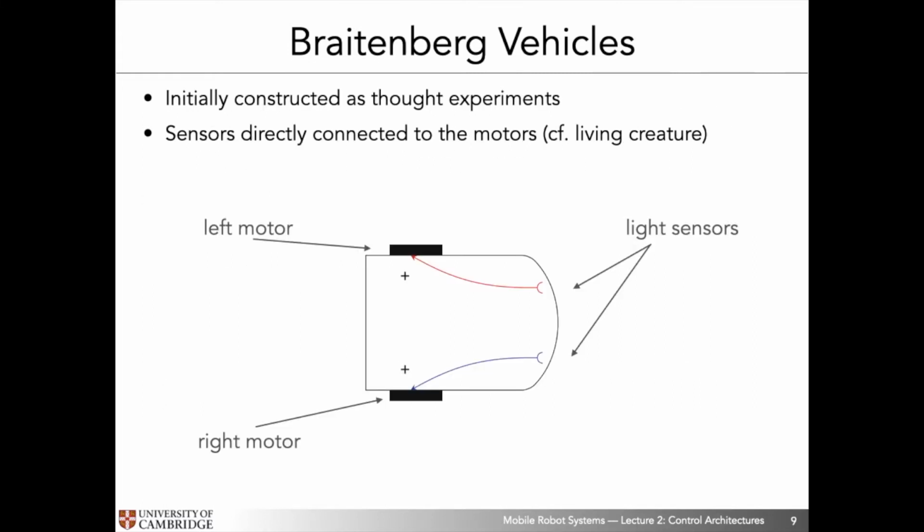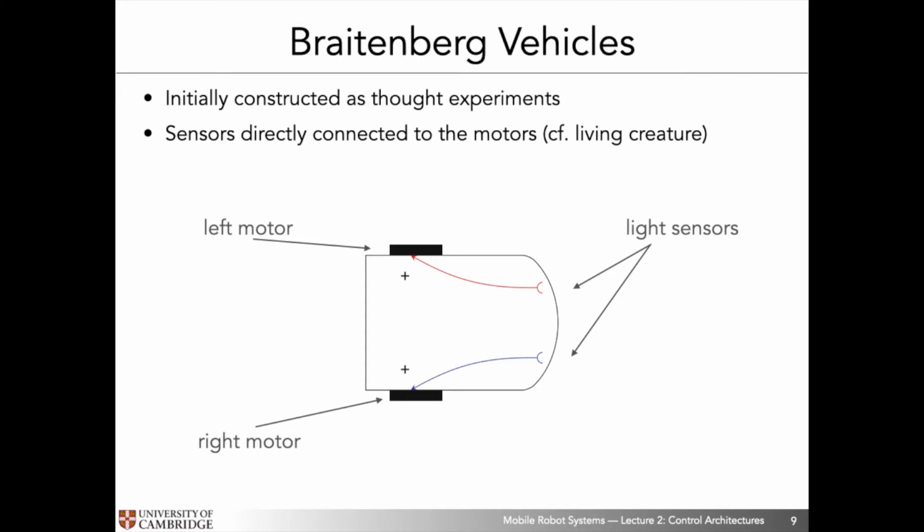So let's have a look at a Braitenberg vehicle now. As I mentioned before, these were initially constructed as thought experiments, and the key idea that Braitenberg came up with was that sensors would directly be connected to the motors of his vehicle, right? So think of how this might be done in an actual living creature. So how he schematized this was as follows.